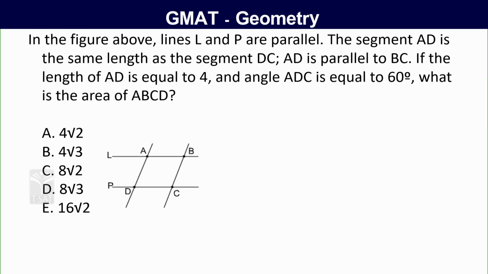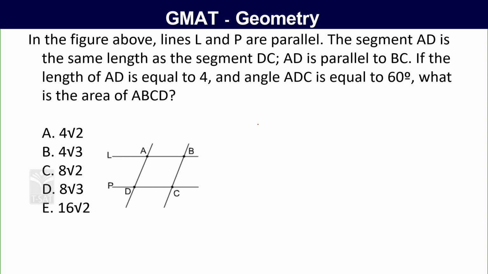In the figure above, lines L and P are parallel. The segment AD is the same length as segment DC. AD is parallel to BC. If the length of AD is equal to 4, angle ADC is equal to 60 degrees. What is the area of ABCD?